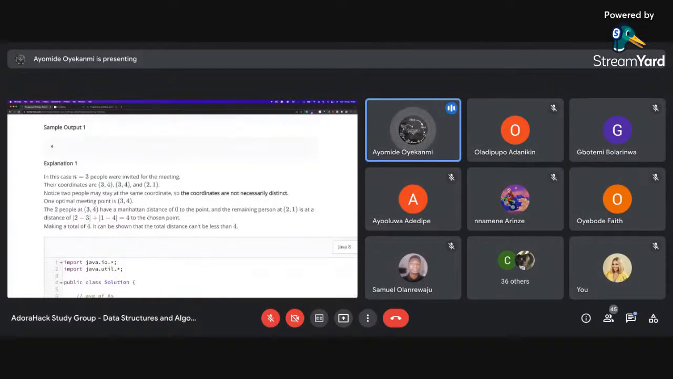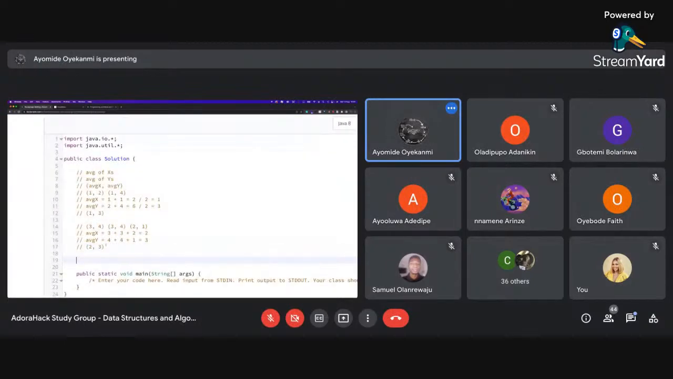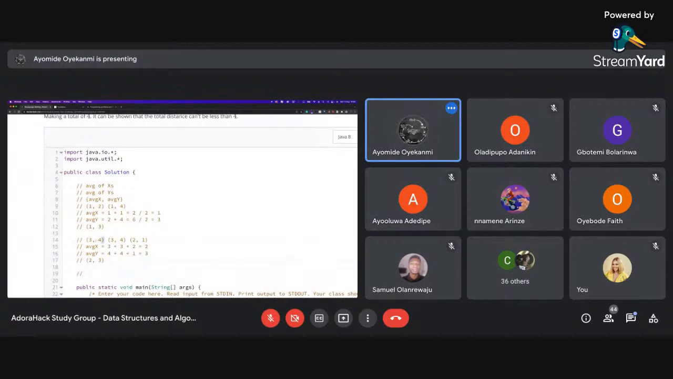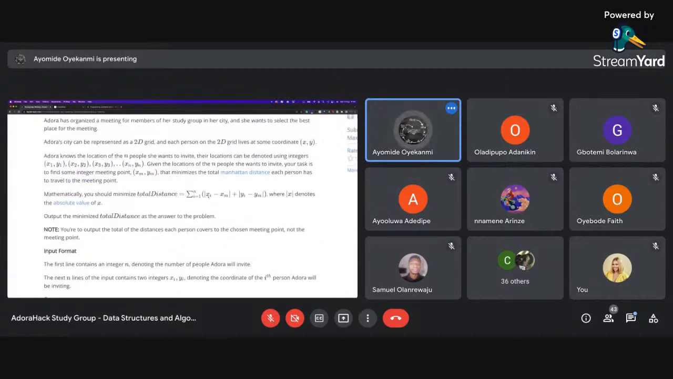Let's see. What did we use? We used 3 and 4 as the Manhattan location, and the total we get there is 4. Let's see what 2, 3 gives us. If the person at 3, 4 travels to 2, 3, what is the distance they travel? We get distance by taking the absolute value of the x location of the person minus the x location of the meeting point, plus the absolute value of the y location of the person minus the y location of the meeting point, right?